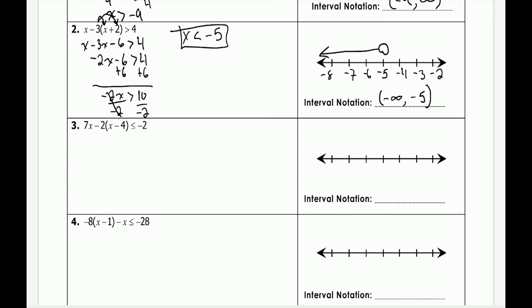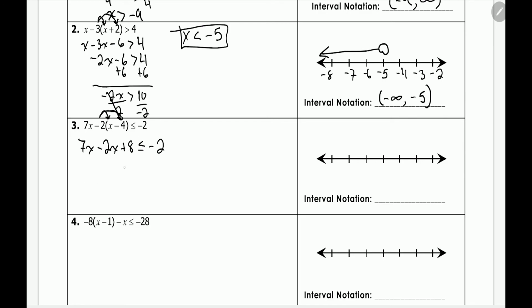Let's take a look at number 3. So number 3 is 7x minus 2 times the quantity x minus 4 is less than or equal to negative 2. Let's start solving. So we have 7x. Then we have to distribute this negative 2. So negative 2 times x, that's negative 2x. Negative 2 times negative 4, that's plus 8. Is less than or equal to negative 2.